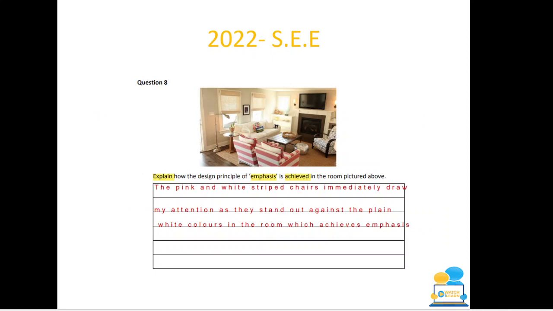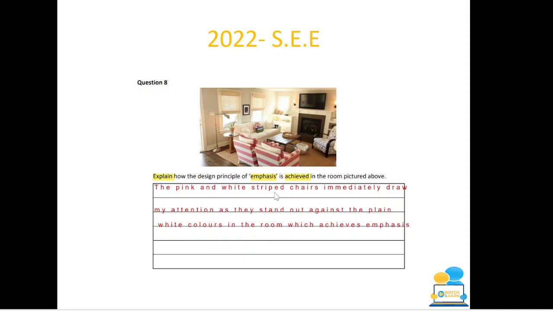Again, sample answers from me. So you're going to explain how the design principle of emphasis, and it's in brackets so it shows us that it's important, is achieved in the room pictured above. So I've highlighted explain, emphasis, achieved, and it's going to be in this picture. So when I look at this picture, what stands out to me is the pink and white chairs, okay? They draw my attention as they stand out against all the plain background, okay? Which therefore means that it achieves emphasis.